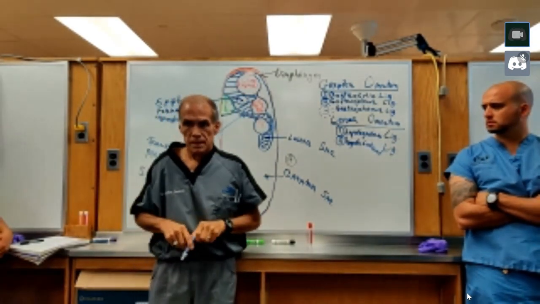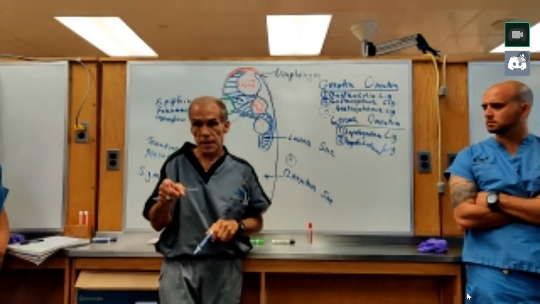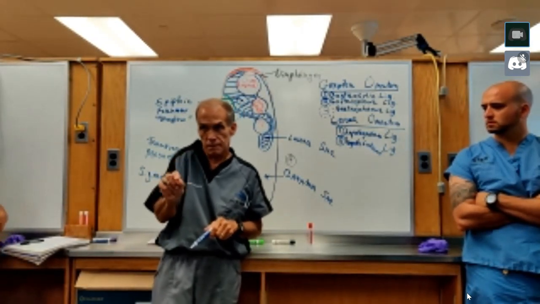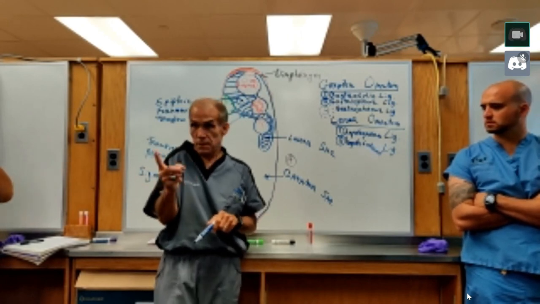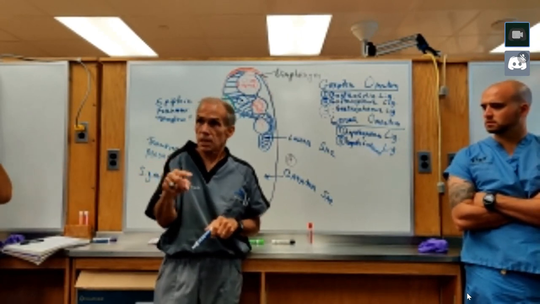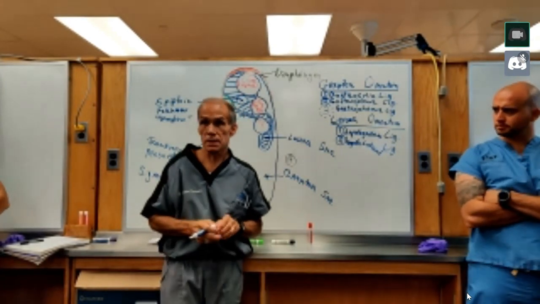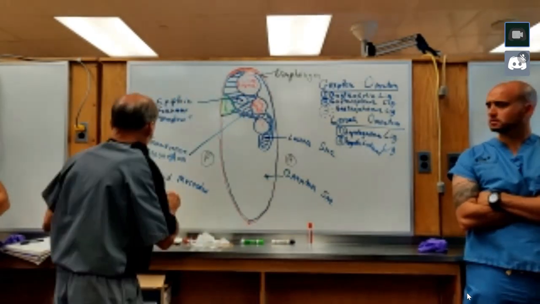The appendix. If you look at it and it's still there, there's a little bit of peritoneum that runs along the edge of it. So you can flip the appendix around, but you can't do much more than that. That's called the mesocolon of the appendix.